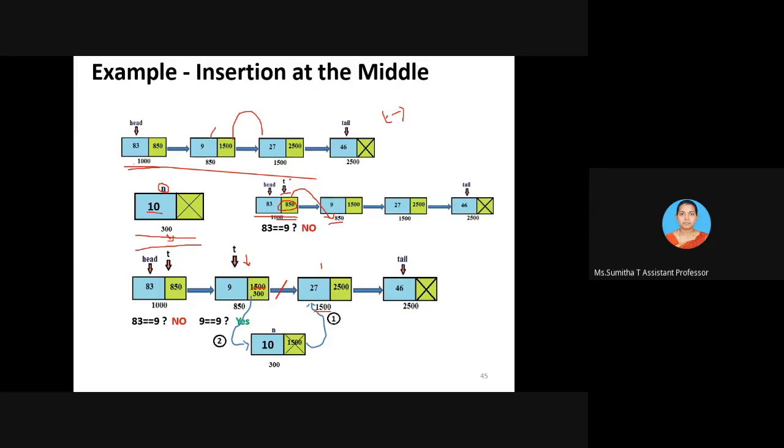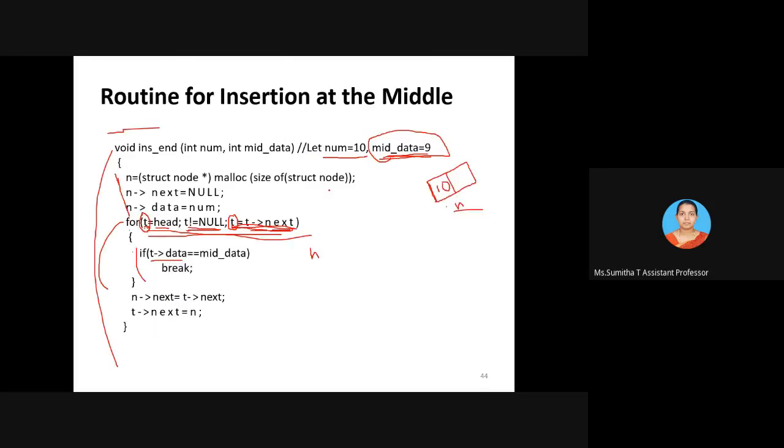If T is placed here in the first iteration, what is the T arrow operator data? What is the value? 83. Very good. So in this first iteration, the value is 83.